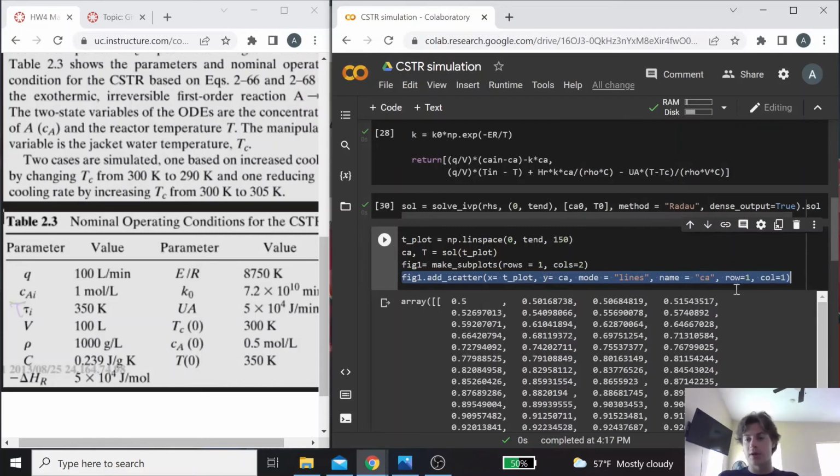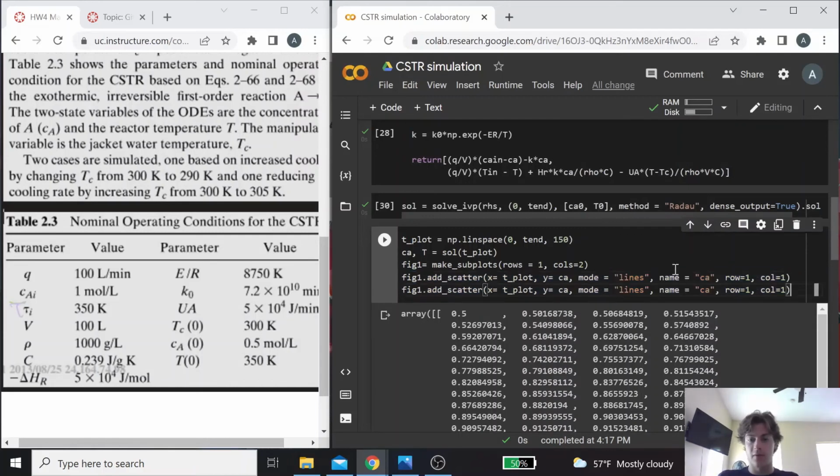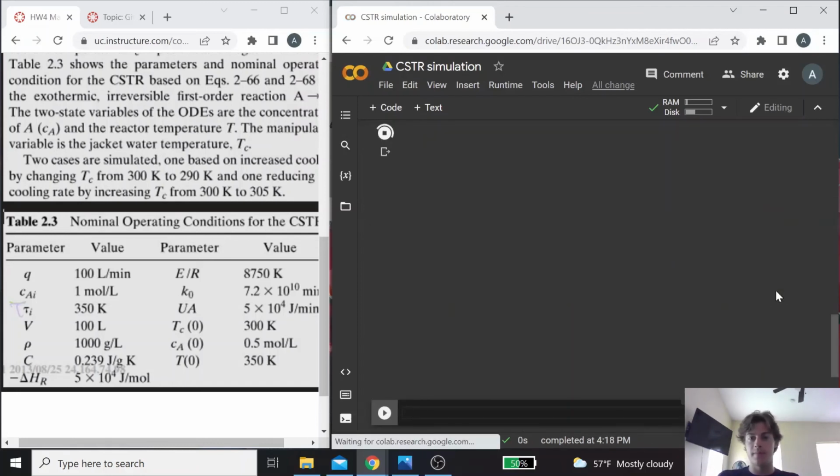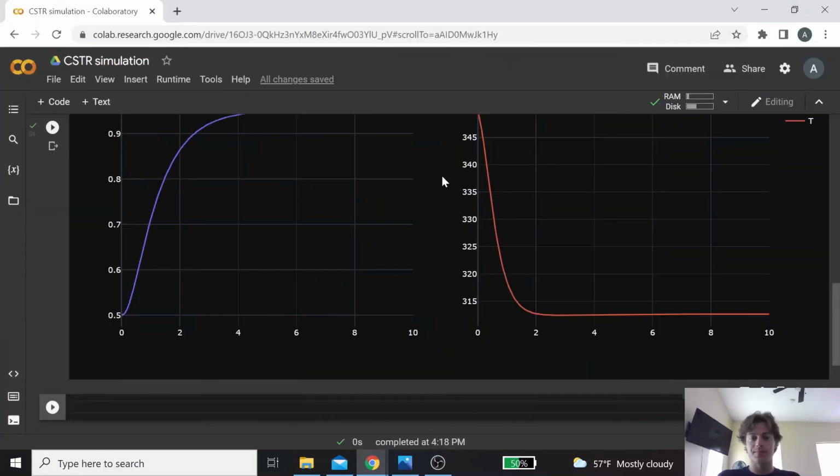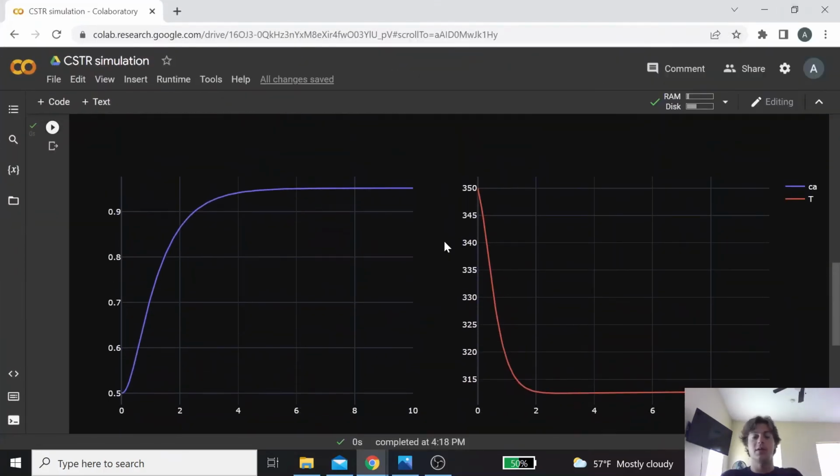And so then I'm going to copy this and do the same thing for temperature. So instead of concentration, it's temperature. We'll adjust the name to reflect temperature, and then I'll put it in the second column. So now there we go. I'll make this a little bigger. Here is the dynamics of our reactor. So as you see, concentration steadily increases and reaches steady state, and the temperature decreases and also reaches steady state.